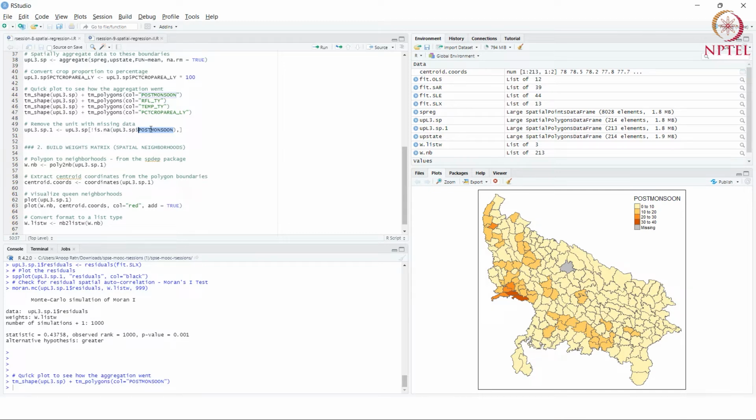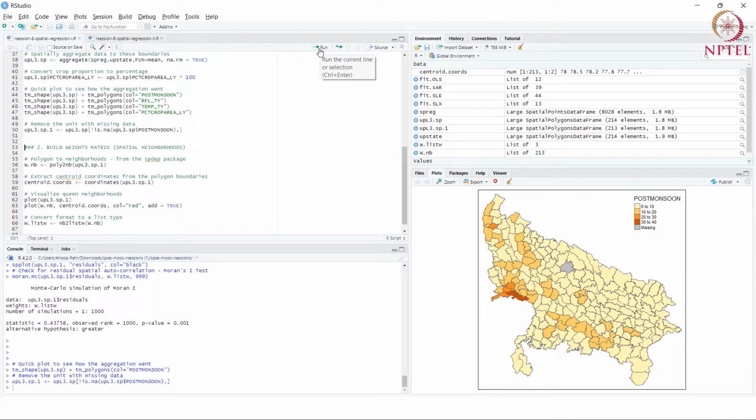If it's missing, I don't want that. So I think that gets rid of the one district. So I create a new data set, UP level 3 dot spatial dot 1. Dot 1 is the one where there's nothing missing. So that's the data set that we will use going forward.